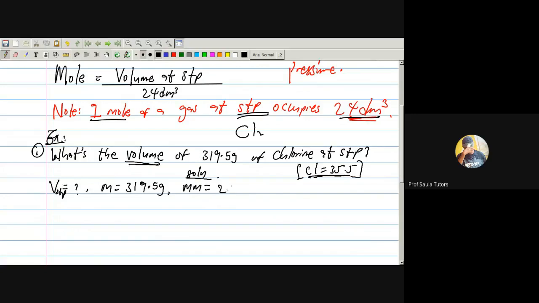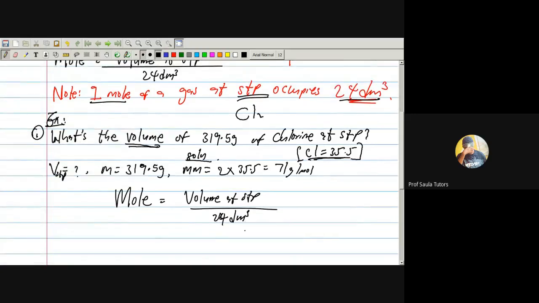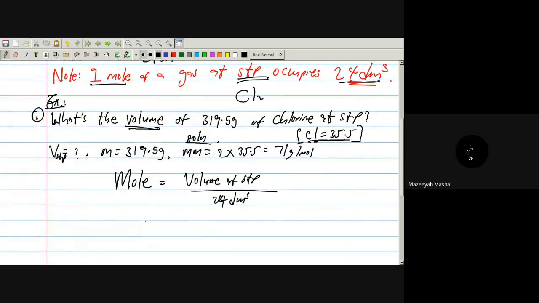So for chlorine, that's 2 times 35.5, and that will give me 71 gram per mole. So that's the molar mass. Now, don't forget that I gave you this formula: mole is equal to volume at STP divided by 24 dm cubed. Now, what's the formula for mole I gave you in the previous class? Whenever you are dealing with mass, it is mass over molar mass. Exactly, mass over molar mass.